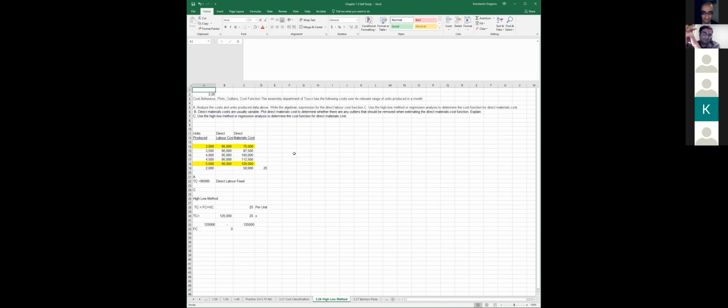So basically, the way these questions are structured, they're going to give you some units produced and costs, could be direct labor, direct materials, or what have you. The way the high-low method works is you pick the lowest units produced and the highest units.